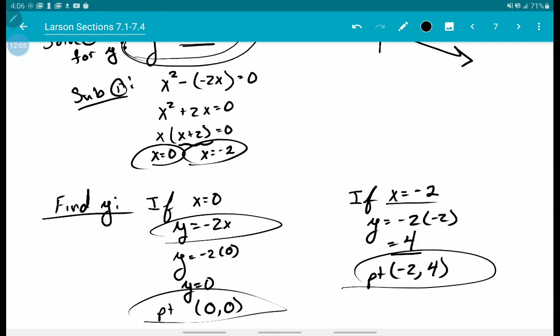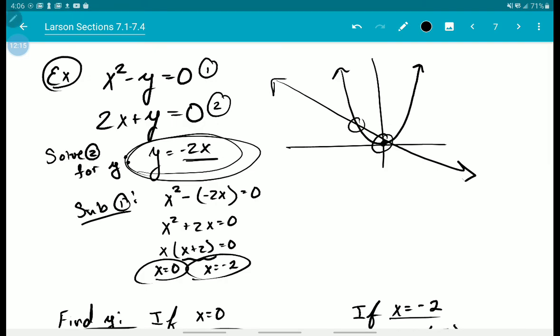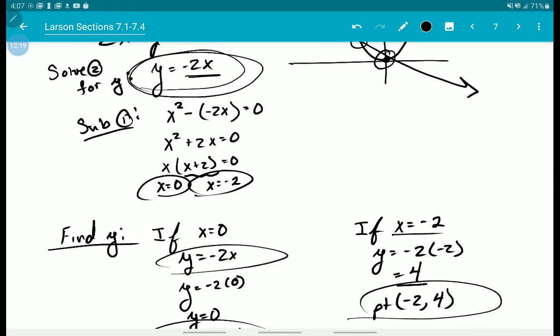We could always plug this into GeoGebra and verify that those are the solutions. I'll leave it to you to verify that, but those are definitely the solutions. It makes sense also based on our quick sketch of our graph. So that's how we solve systems of nonlinear equations.